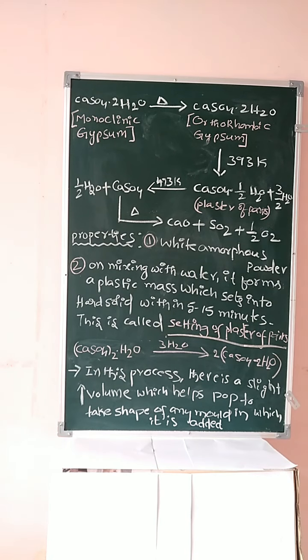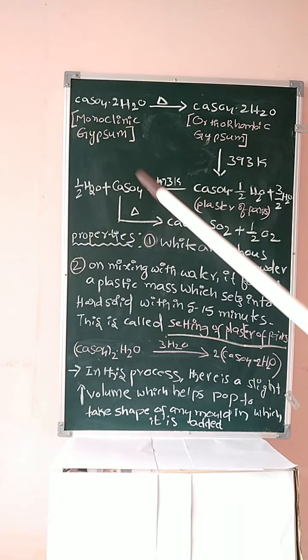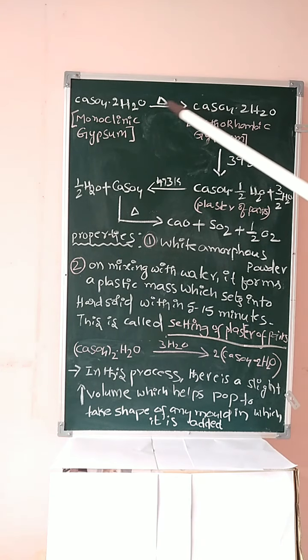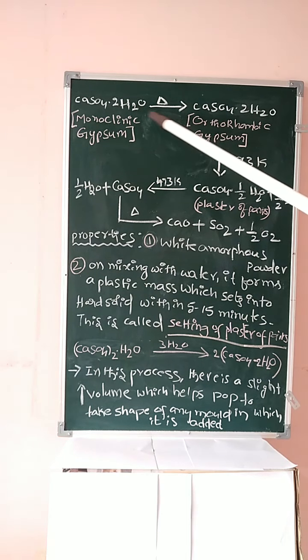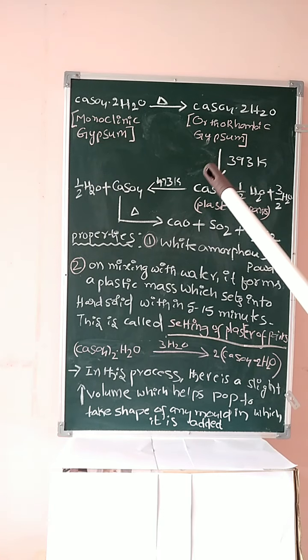Next, students, one of the important reaction sequences from the competitive point of view. In the previous part we discussed that gypsum is heated to give plaster of Paris, and plaster of Paris is heated to give calcium sulfate. But one extra piece of information, students: calcium sulfate dihydrate, which is known as gypsum, is of two types, monoclinic gypsum and orthorhombic gypsum. Here monoclinic and orthorhombic are crystal systems. In your second year solid state chapter, we have a clear idea about these crystal systems, students.